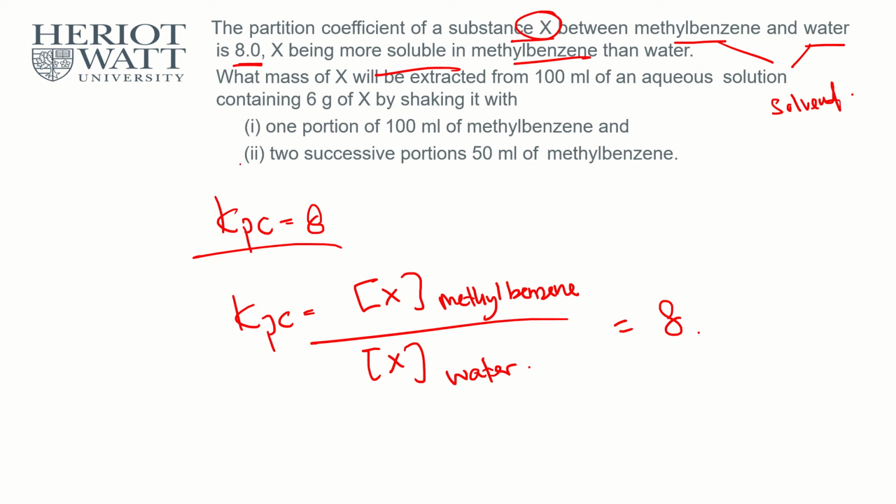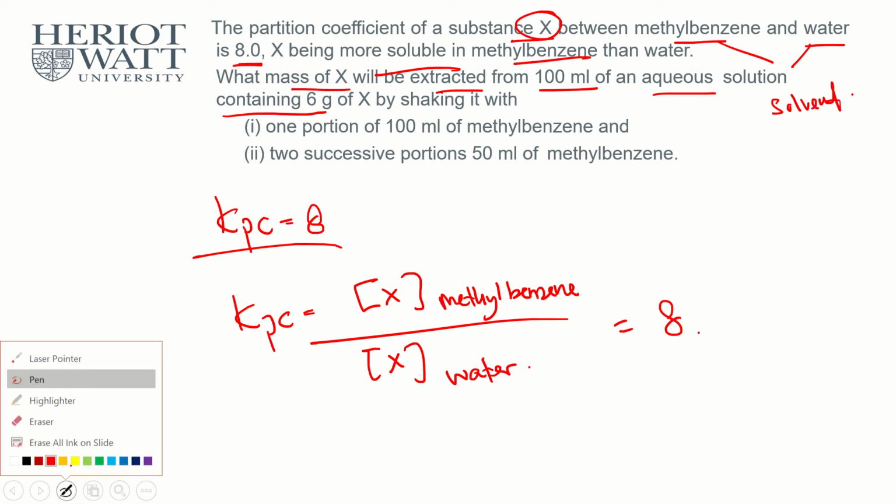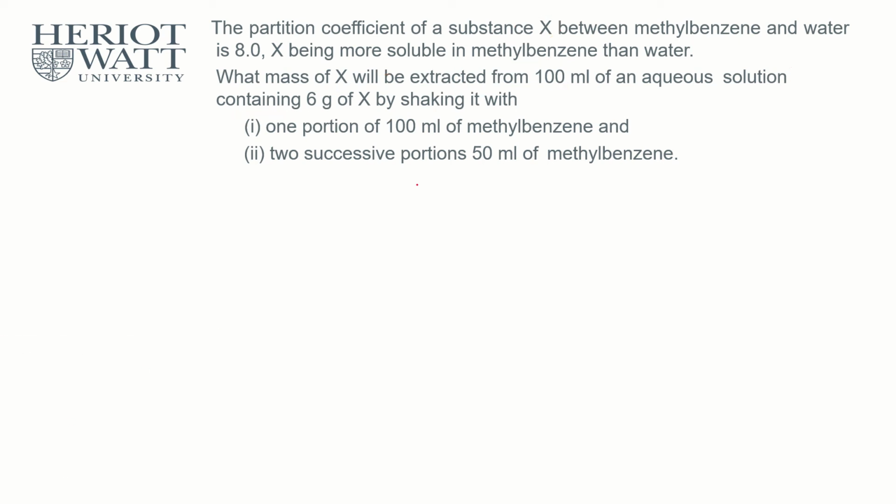Now, next thing is, what mass of X will be extracted from 100 ml of an aqueous solution, meaning water, containing 6 grams of X, by shaking it with 1 portion of 100 ml methylbenzene? So what does it mean from the question? It says that I have 100 ml of water with 6 grams of X in it initially. So this is the separating funnel.